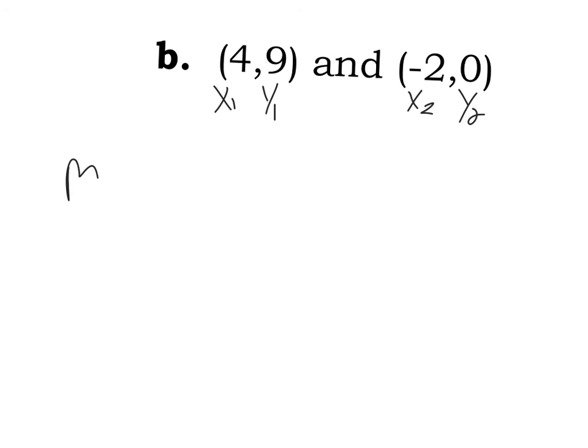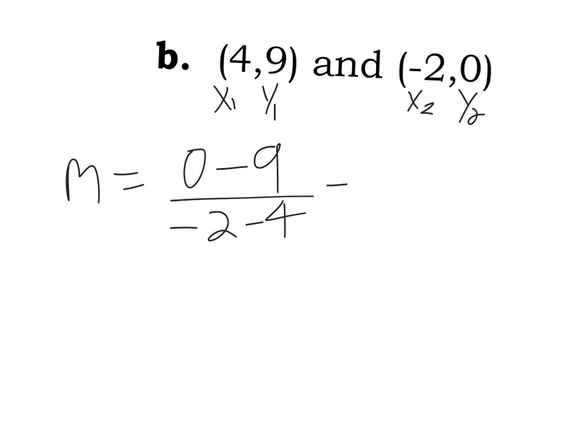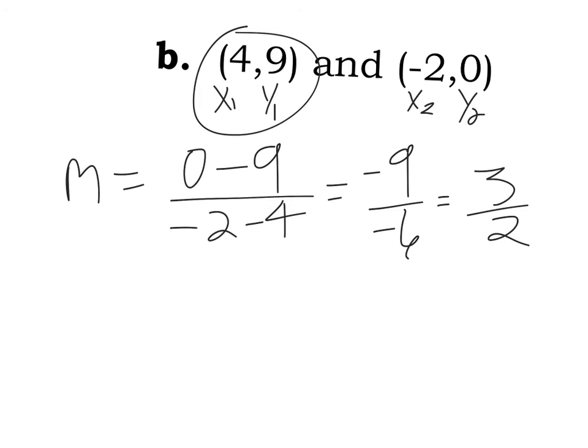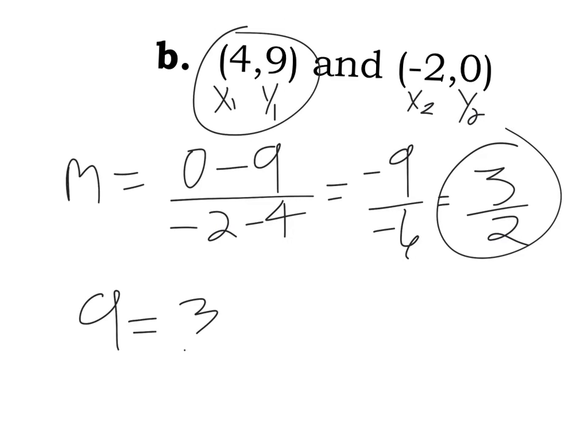I'm going to calculate my slope by hand, so I'm going to say 0 minus 9 divided by negative 2 minus 4. That's going to give me negative 9 over negative 6, and those negatives will cancel, and that fraction will reduce to 3 over 2. So now that I know my m, I'll use x and y values, and my m and plug it into the y equals mx plus b. So I'll say 9 equals m, 3 over 2, times 4 plus b.